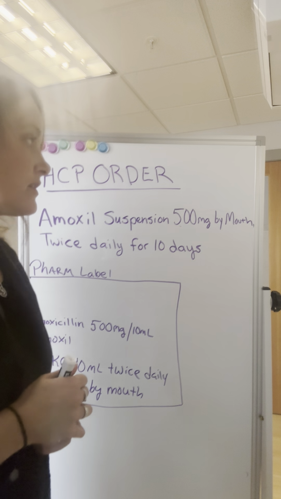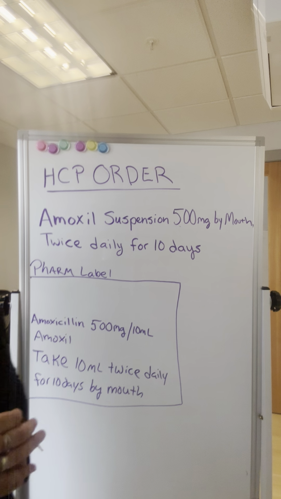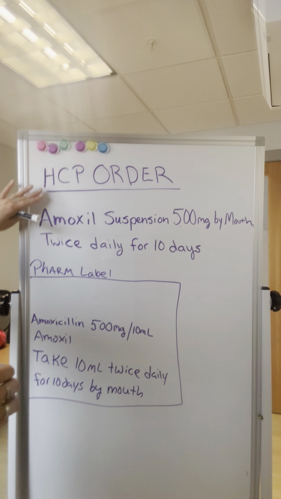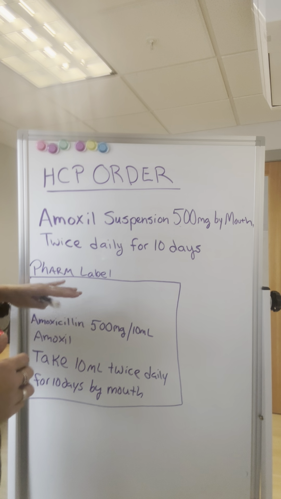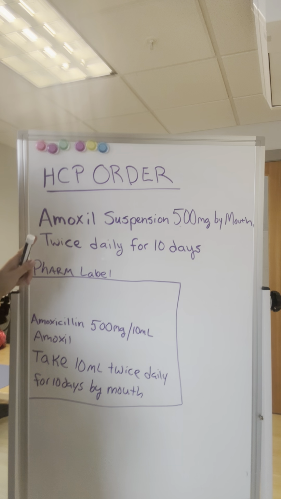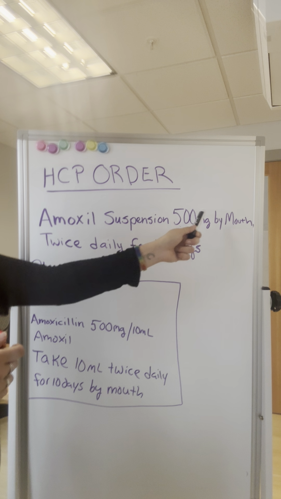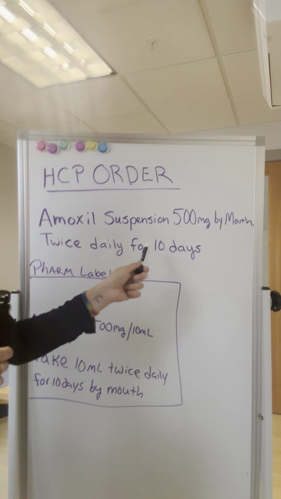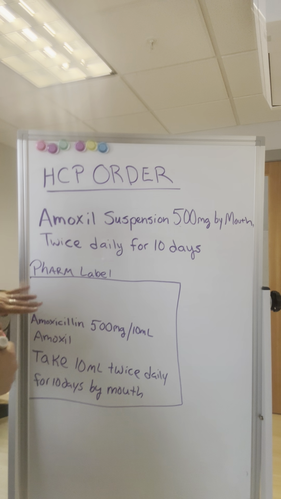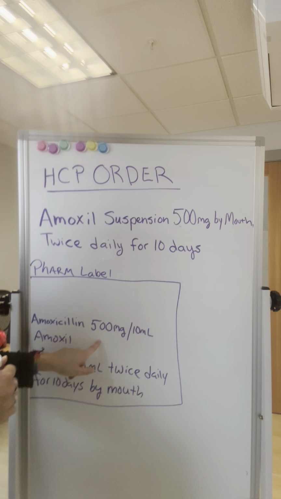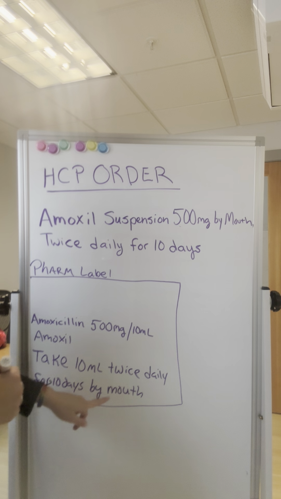Hi everybody, today we're going to talk about how to recognize where dose, strength, and amount are on our HCP order and on our pharmacy label. So let's look at this order. This order says amoxicillin suspension 500 milligrams by mouth twice daily for 10 days. And then we have a pharmacy label down here, and this says amoxicillin 500 milligrams per 10 ml, take 10 ml twice daily for 10 days by mouth.